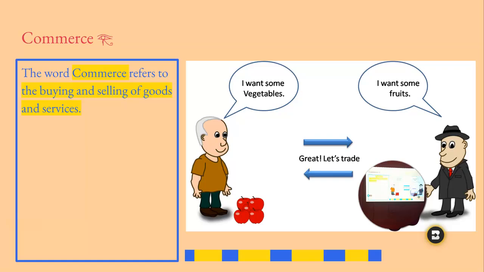So, with commerce, like we see here, this guy wants vegetables, this guy wants fruit. Are they both getting what they want and what they need, yes or no? Yes. Are they using money to do it? No, right? They are trading. What's the word we just talked about? Bartering. So commerce doesn't just have to do with money, okay? Does that make sense? Because that's going to be an important thing for us to remember as we go forth.